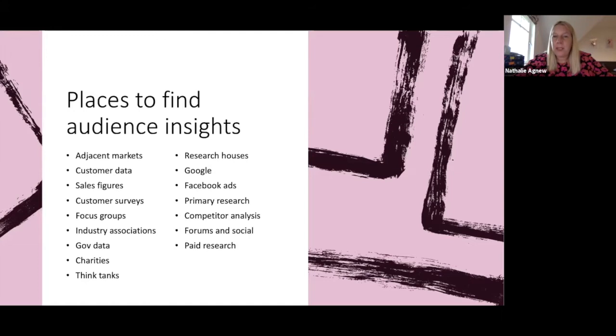You might be able to source some customer data. So potentially you could look at the demographics of people that already buy from you. If you're a charity, you could look at who's already donating and what kind of backgrounds they come from? How did you reach them in the first place?